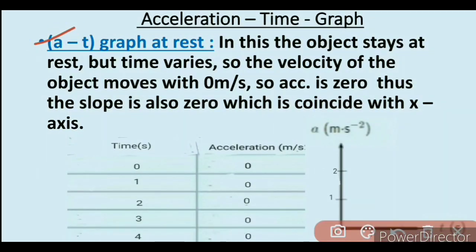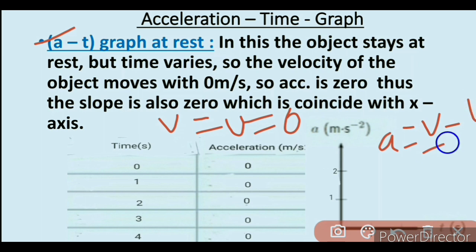Now we have the acceleration time graph at rest. In this the object stays at rest but time varies. That means the object is placed at rest, it doesn't cover any distance, so the velocity of the object is 0 meter per second. If velocity is 0, then acceleration is also 0 meter per second square, because final and initial velocity are equal to 0. We have the formula a equals v minus u upon t. If we have 0 velocity, then acceleration is also 0 meter per second square.